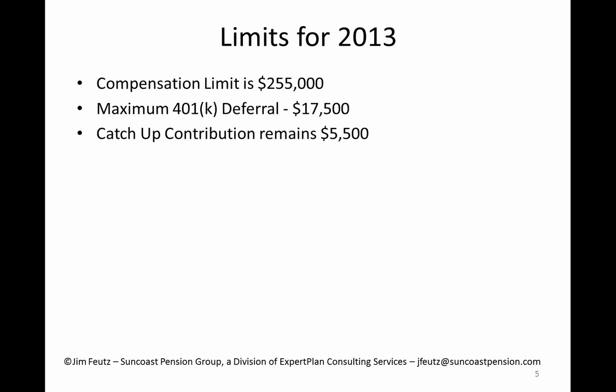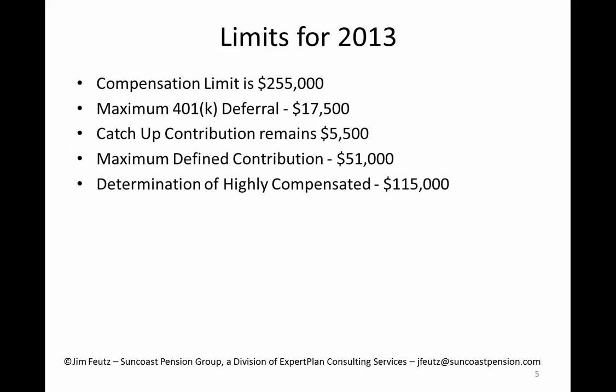The catch-up contribution, however, remains the same at $5,500, and that only applies to those participants who are at least age 50. The maximum overall contribution in a defined benefit plan goes up $1,000 to $51,000. Now, for a participant age 50 or more, they can get an additional catch-up, so their maximum would be $56,500 next year.